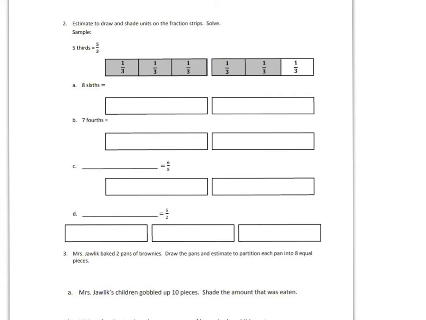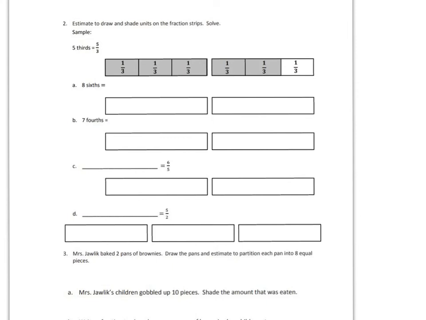On the second page, we are going to estimate, to draw and shade units on the fraction strips. So look at the sample 1, 5/3. My unit is thirds, so that's why they broke each fraction strip up into thirds. They then shaded in 1/3, 2/3, 3/3, 4/3, 5/3. That's what I'm shading in. Remember, your bottom number is the unit that you're using. So 8/6, my unit is 6. I have to break each of my fraction strips up into 6.